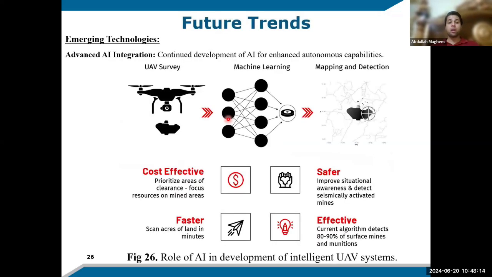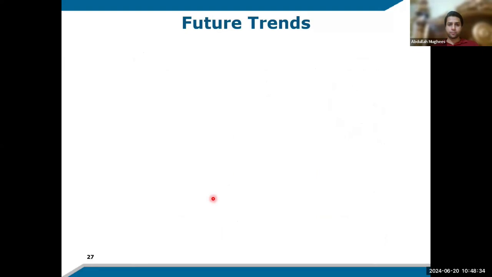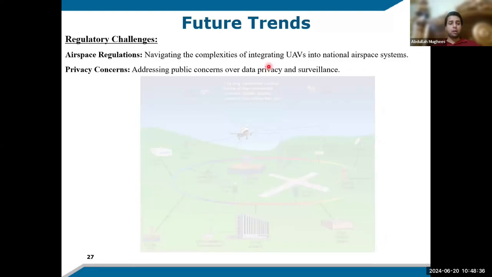What we can also do is work on advanced AI algorithms and machine learning. The benefit is that they're faster. They will make the overall UAV system more effective, and it will be safer. And of course, it will be cost effective. So working in this domain with the UAV, you can get a lot of various kinds of good outputs.